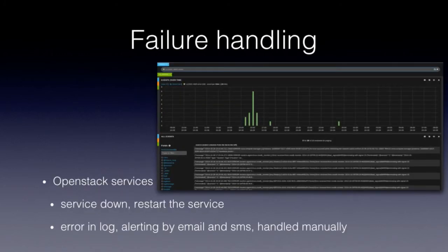For the third one, OpenStack services, when a service is down, we should restart the service. When there are errors in logs, we should alert by email and WeChat messages, alerting the operator to handle this failure manually.